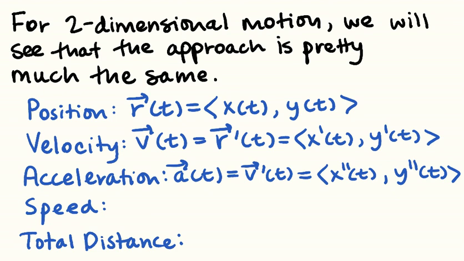The speed is still the absolute value of velocity, except now it's the absolute value of a velocity vector. Now, just for now, I'm going to draw you this figure. We've got this velocity vector v of t. This is x prime, how much x increased, and this is going to be y prime. And so we could find the length of v using the Pythagorean theorem. The length of v would be the square root of x prime squared plus y prime squared. So that's how we'll calculate speed.